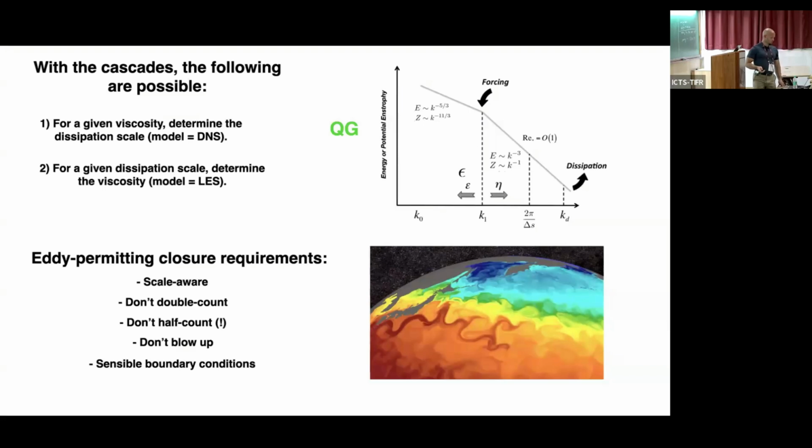Okay, so from a modeler's perspective, the following things are possible. You could assign the model a viscosity, and therefore determine the dissipation scale, and so your model becomes a direct numerical simulation. This is what you'd see if you're doing turbulence in a box, and you say, I'm going to tell it to have Reynolds number 1,000. Well, you give it the viscosity, and you know your dissipation scale, so you can calibrate your domain appropriately. What we're going to do, though, is for a given dissipation scale, meaning that we want it to be at the grid resolution, we can give it the appropriate viscosity.